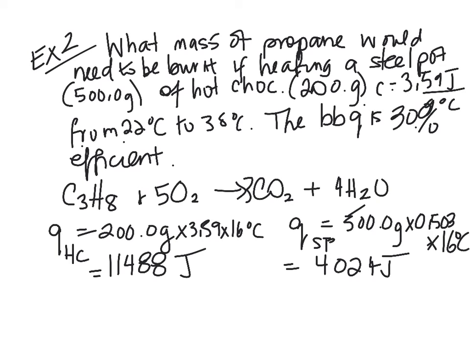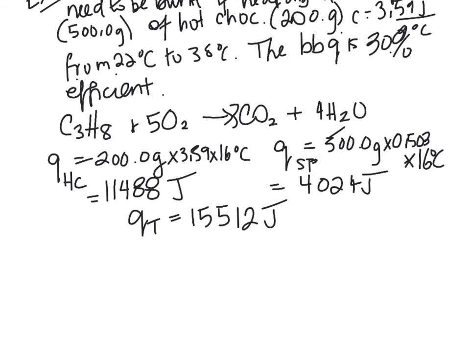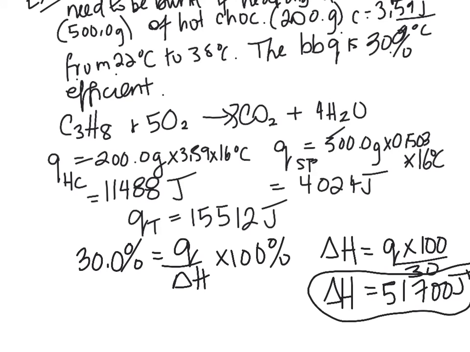So, Q total is 15,512 joules. So that's how much heat got absorbed. What we have to do is work backwards to find mass.